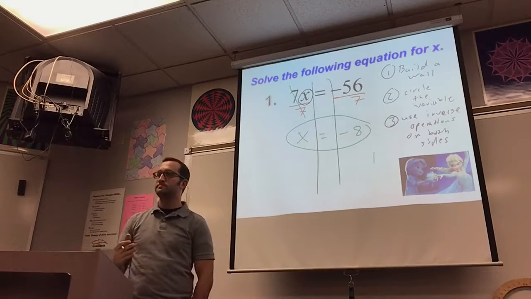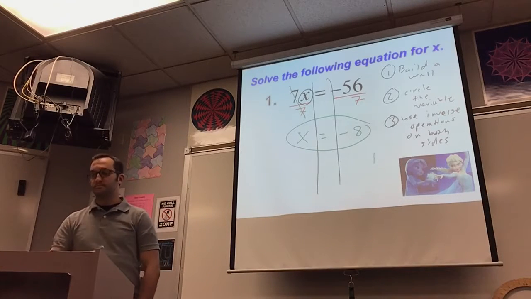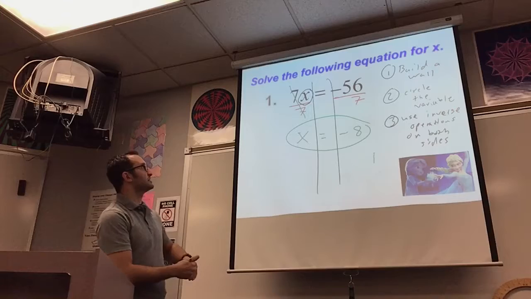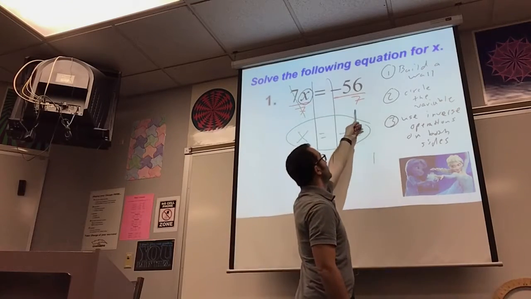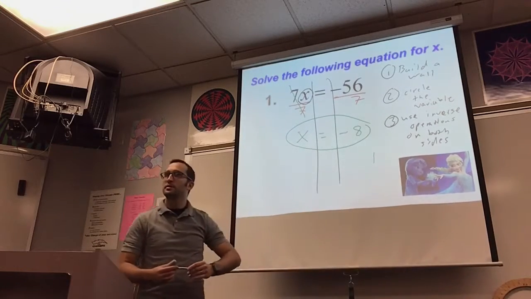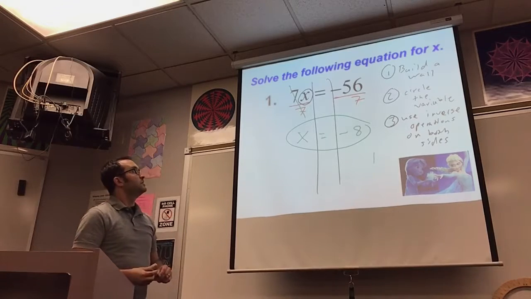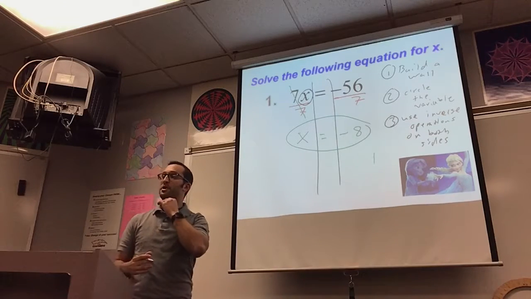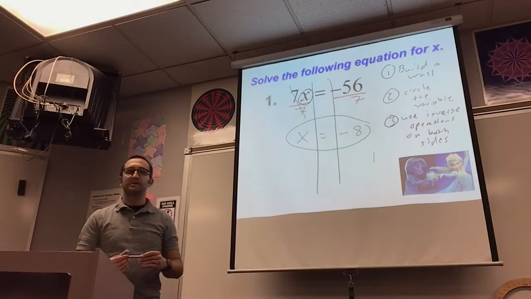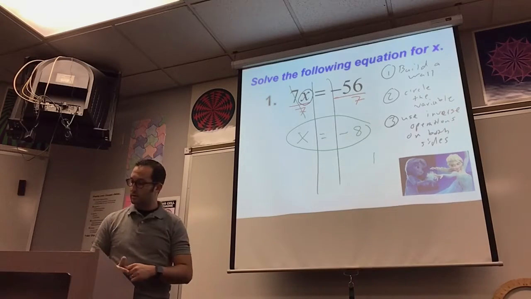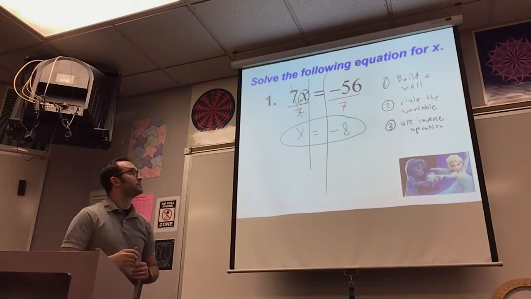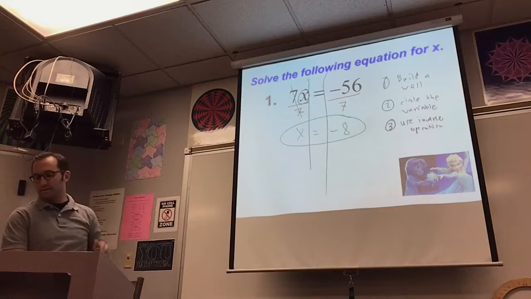Questions? Wouldn't it be negative 7? No, because I divided by 7. I divided by 7 here. It should be the same thing on both sides. Divided by 7, divided by 7. Good question. So, questions on this? Let's do it again.